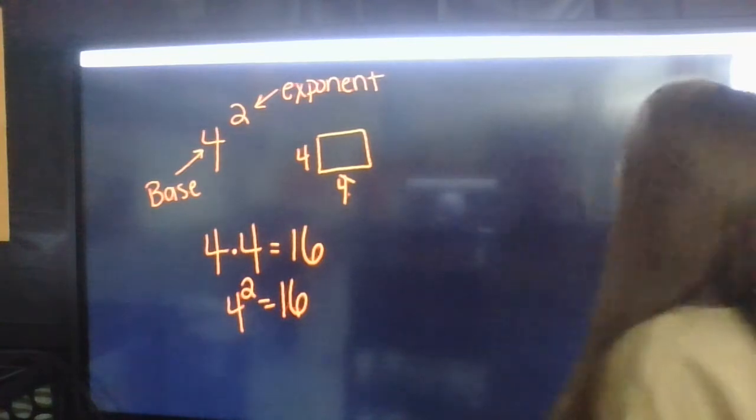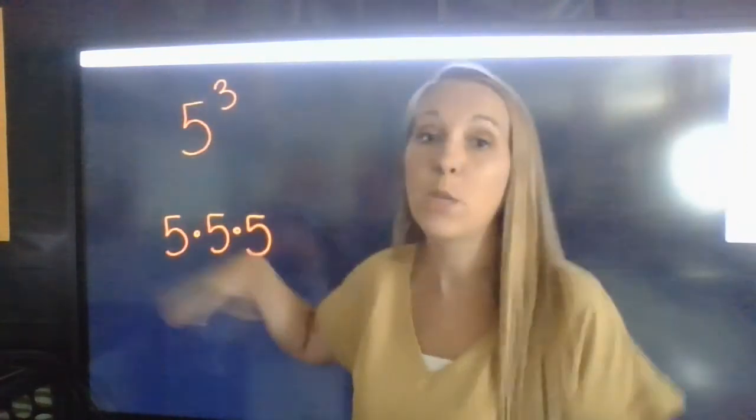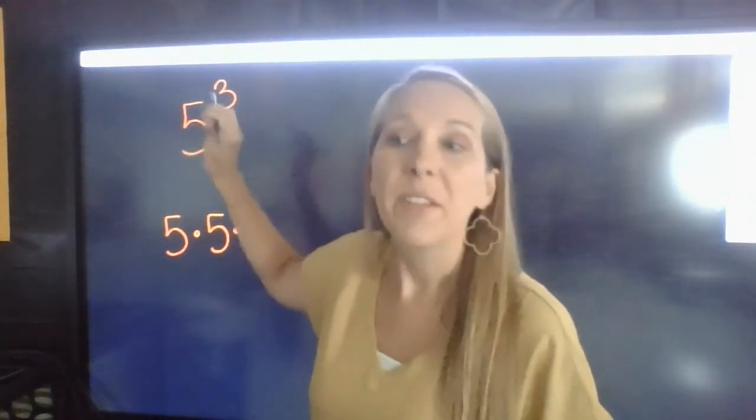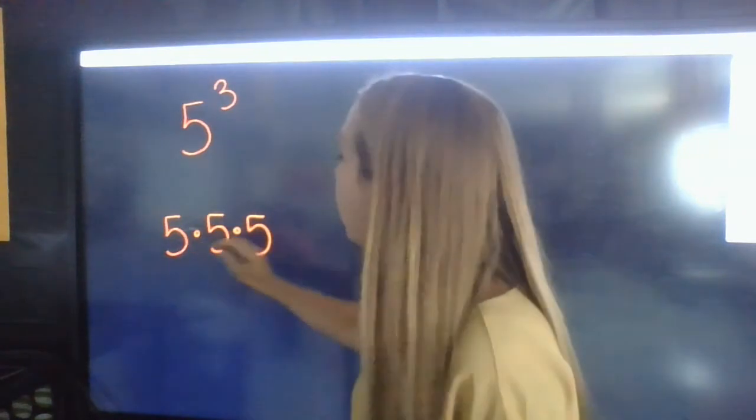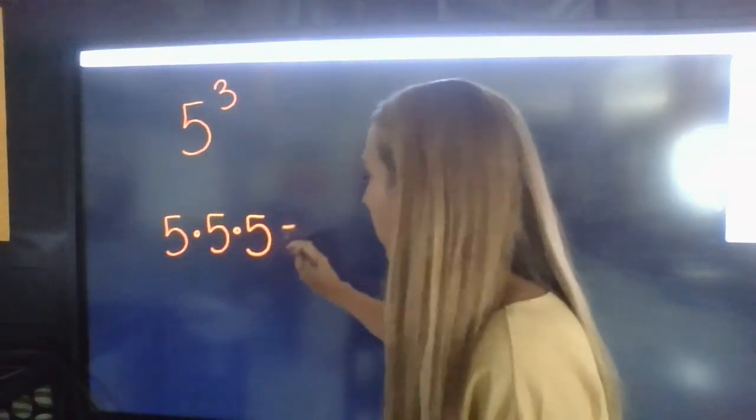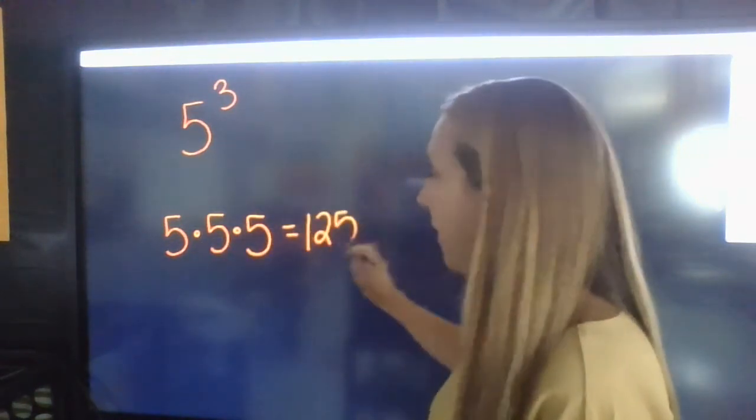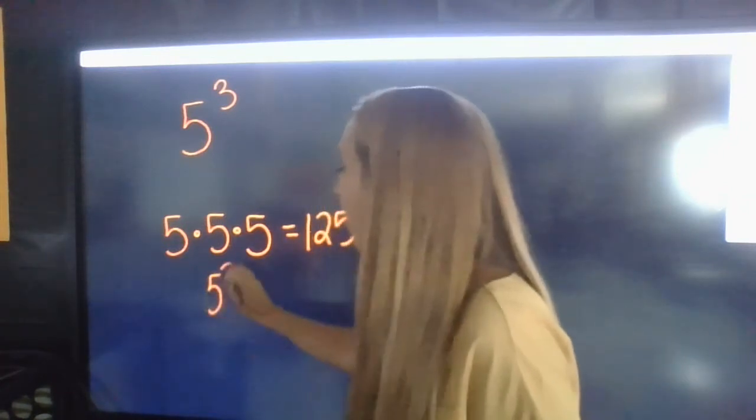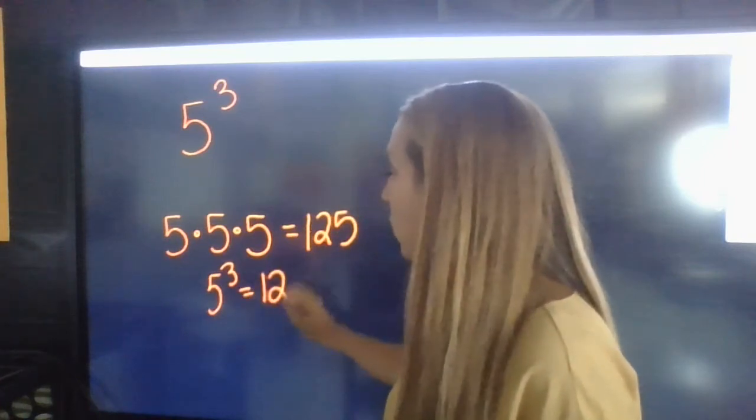Now let's take a second and look at a to the third problem, which is what we call a cube, okay? So we're going to say 5 to the third. 5 to the third means 5 is our base. It is the number that's going to be multiplied to itself repetitively. The 3 tells us how many times to multiply that 5 to itself. So we have 5 times 5 times 5, which is going to be 125. We could also write that in exponential form using 5 to the third power is 125.